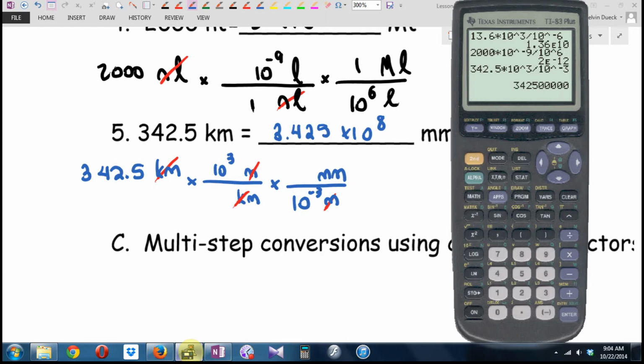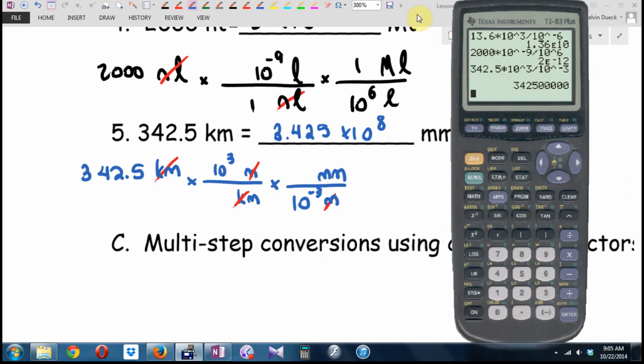Is that right? Yeah, 3, 4, 2, 5, and 5 zeros? 342.5 kilometers is 342,500,000 millimeters. Not that I really care, but there you go. Okay? That's for metric. Now, metric is nice because they're all powers of 10.